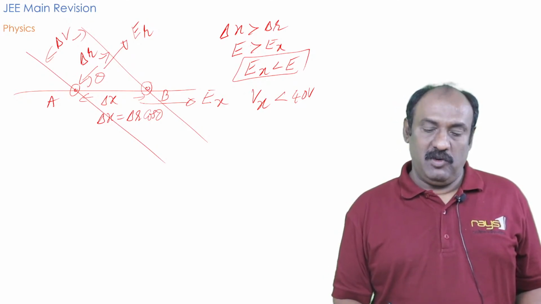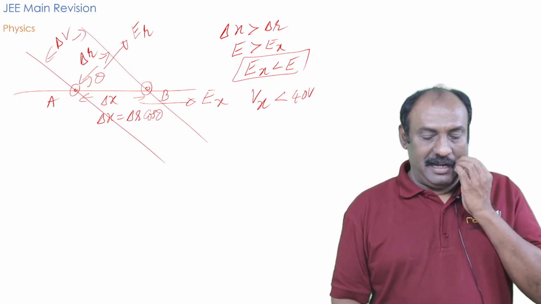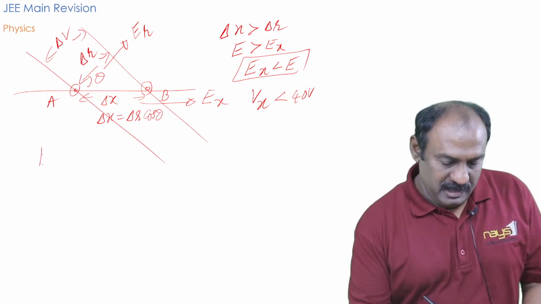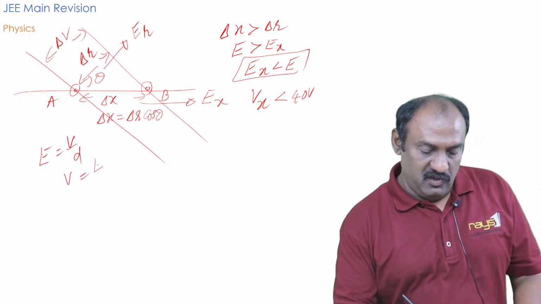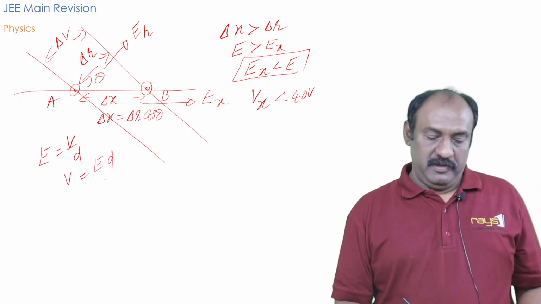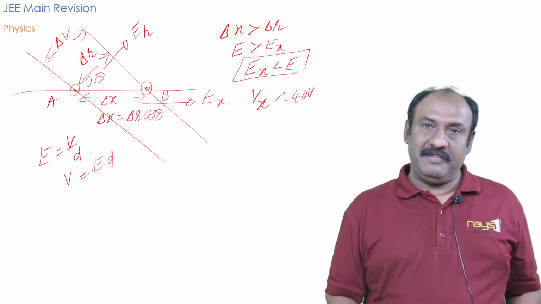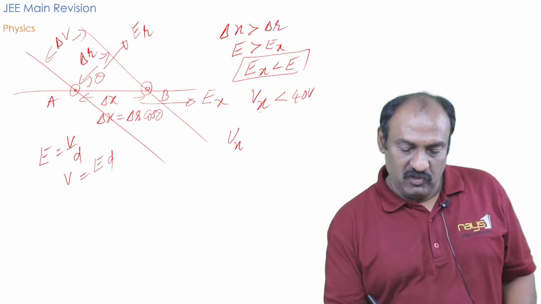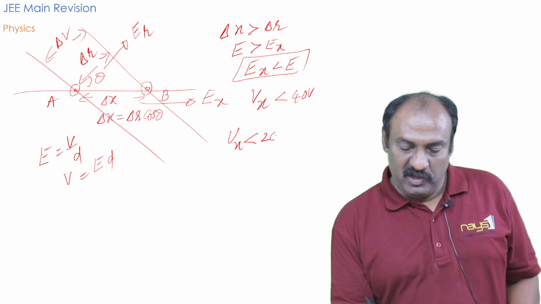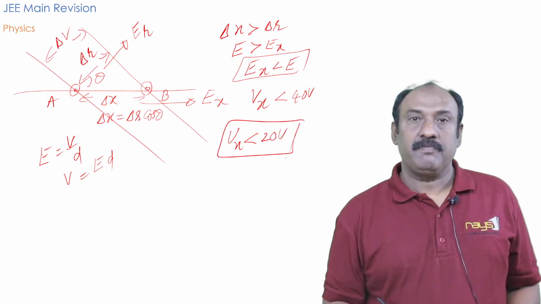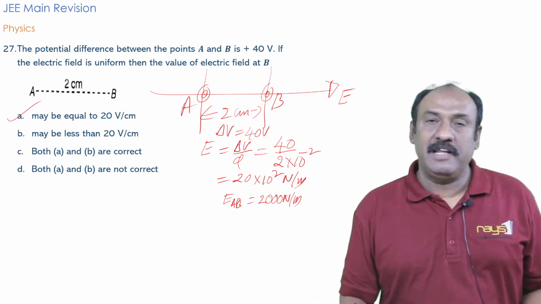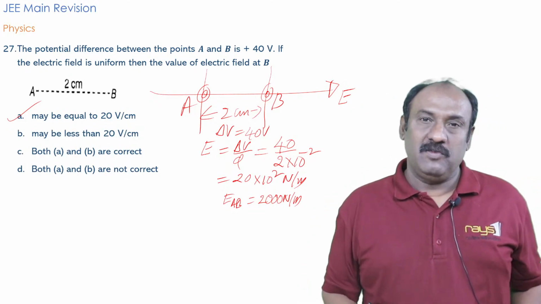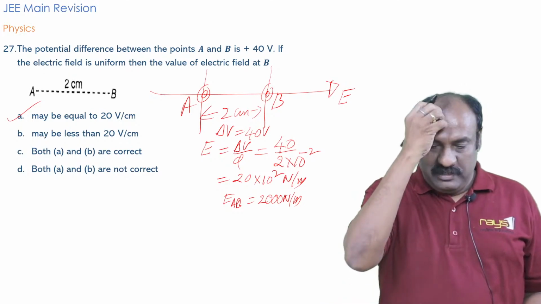So, 20 volt means here the electric field intensity E is equal to V by D. So the potential difference V equals E into D. So on that basis here Vx, if it is 20 volt, is less than 20 volts. So if the potential difference is given as 20 volt, then it is less than 20 volt, but it is given 40 volt. So the distance is also 2 centimeters.